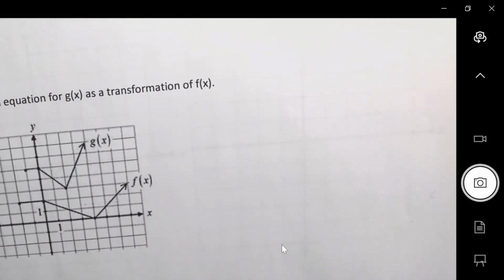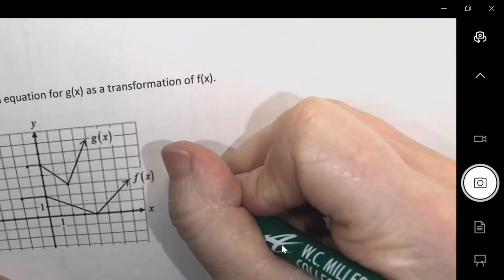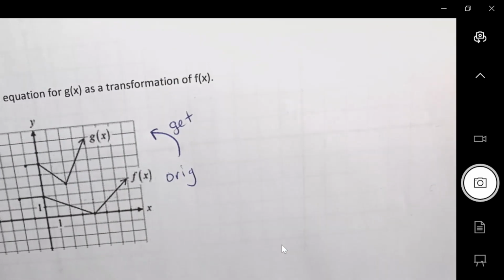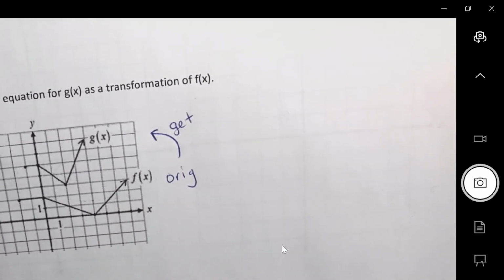So determine an equation for g of x as a transformation of f of x. So this is the original, and we have to get to that one. Okay, tell me what your first instinct is. What do you think we did to the f function physically? Do you see anything that we did? Do you see anything that got reflected? No. Do you see any stretches or compressions?